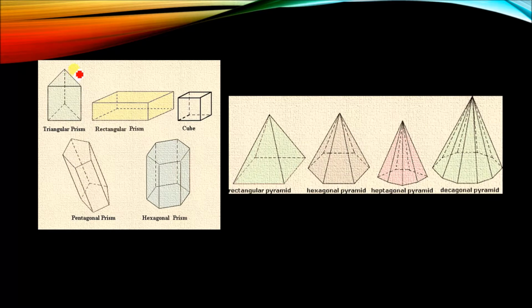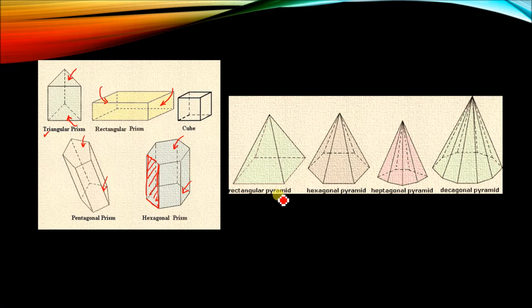So over here, you see that there's a triangle as a base, and then there's a second triangle over here at the other base. So this would be classified as a triangular prism. Now this is a rectangular prism because here's a base over here, and then there's a second base over here. Now this is a pentagonal prism because the bases are pentagons. And this would be, of course, a hexagonal prism because the bases are hexagons. Now you notice that all the sides are rectangles. These are called the lateral faces of these prisms.